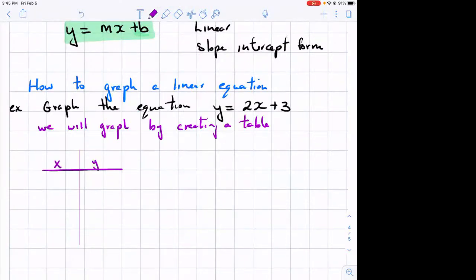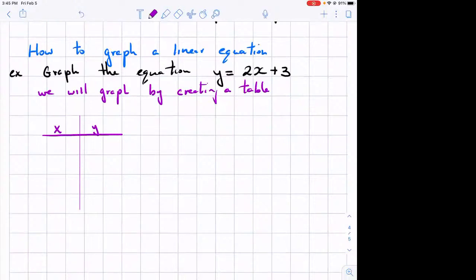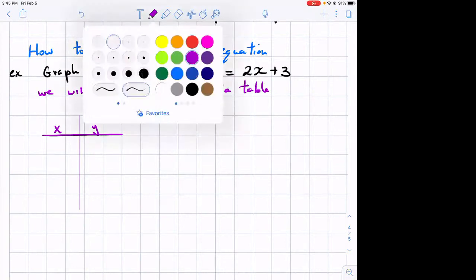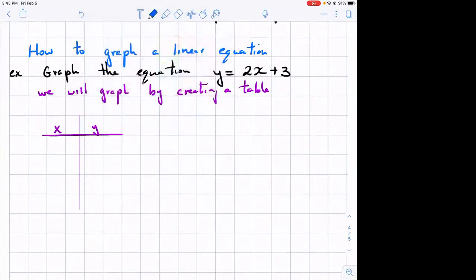x and y, and we randomly choose values. The minimum amount of values you should choose is 2, but I would prefer if you choose more than 2, just to confirm. So let's say that we choose x, randomly, to be minus 1, x to be 2, and then x to be minus 2, okay, random values. These values here, you are making them up.